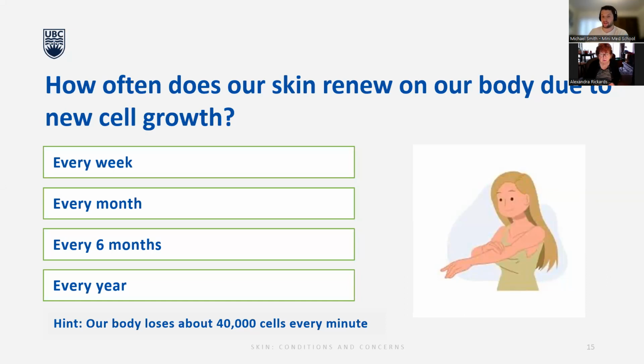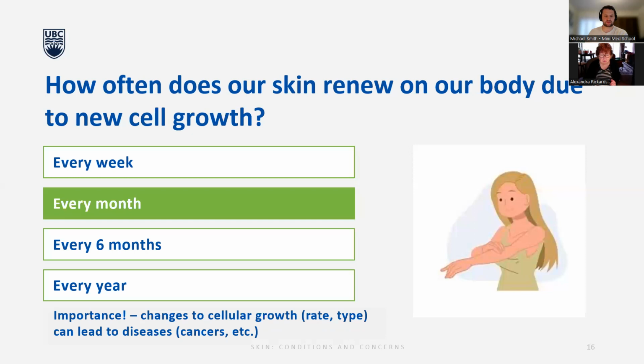So the majority of people said every month, about 8 out of 15, but there's still some variety in the answers. And this is something that I learned when I was researching this talk as well. So it is just an interesting fact about things. But the correct answer is about every month. And so they say about every 28 days in the literature, you get a new layer of skin over your body. And so that's important to know because changes to the cellular growth rate and the type of cells that are regrowing over that time can lead to certain diseases like inflammatory conditions like psoriasis and things, or certain types of skin cancers. So that's all really important to know.